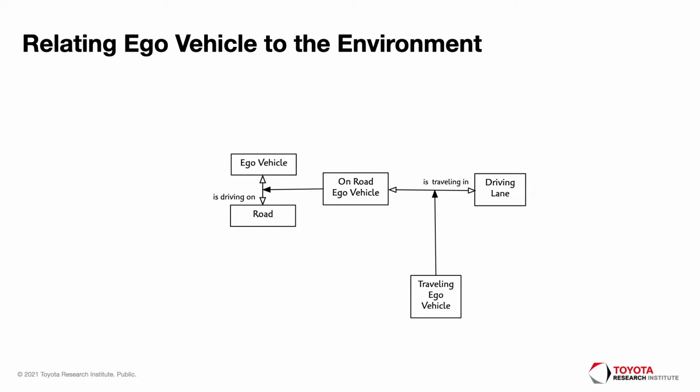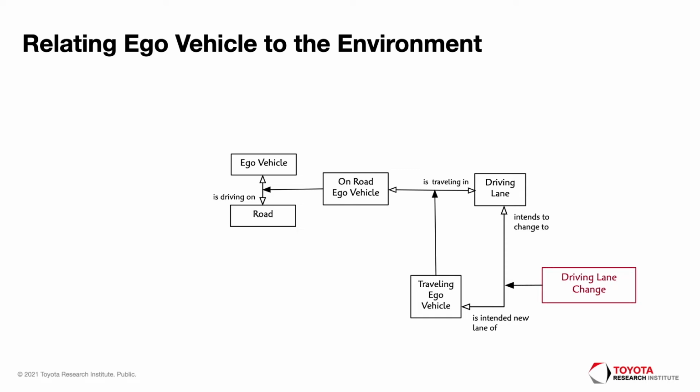When this ego vehicle wants to change lanes, it must target an adjacent driving lane in the same direction of traffic. Our relationship to that target lane yields our driving lane change maneuver. The next goal will be to use a state model to formalize the life cycle of that instance, which will define the correct as well as many incorrect lane change behaviors.